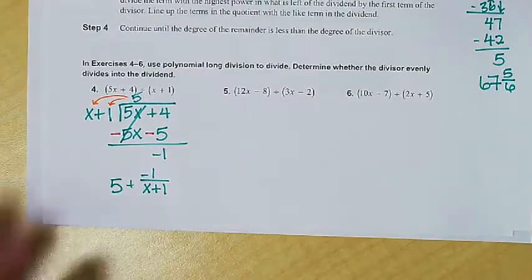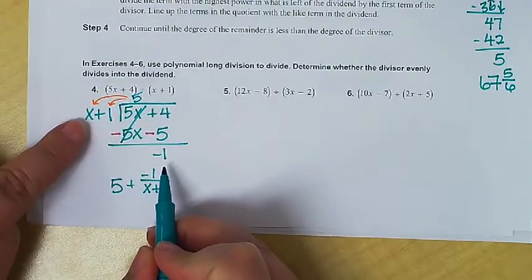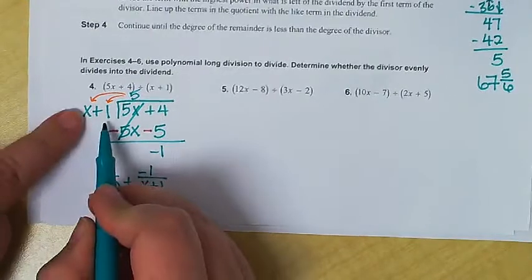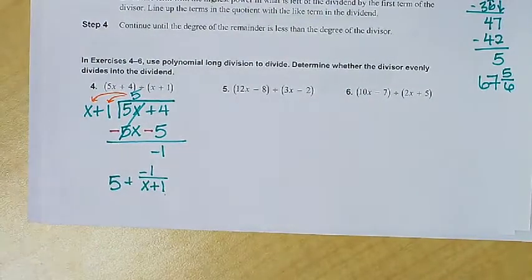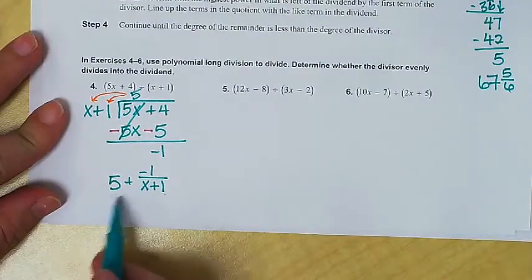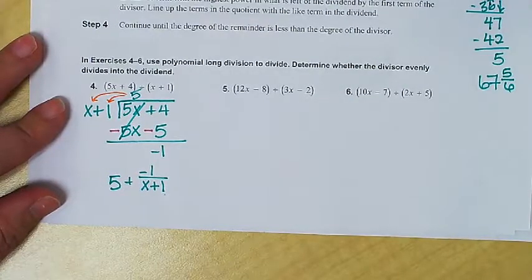Same thing is what's happening here. When I realize I can't go another round because x doesn't go into -1, then I just write my remainder over my divisor. And I know it looks a little weird, but you're going to get used to it because now we're dealing with polynomials. This is our solution. It went in 5 times whole, and this is our remainder. So we're going to leave it like this.